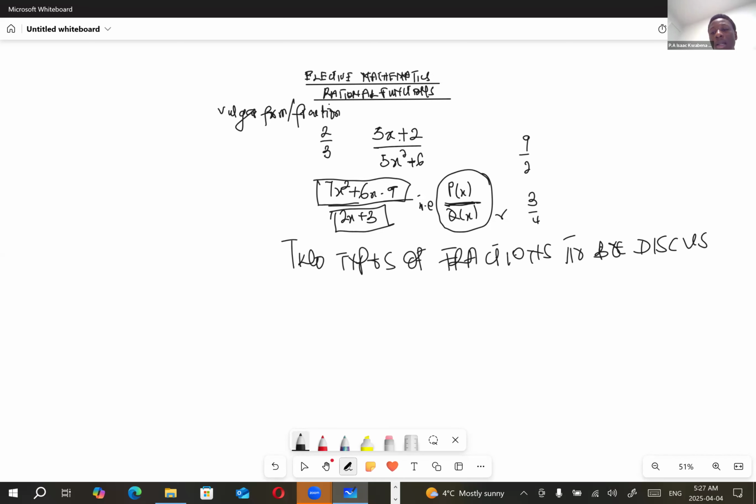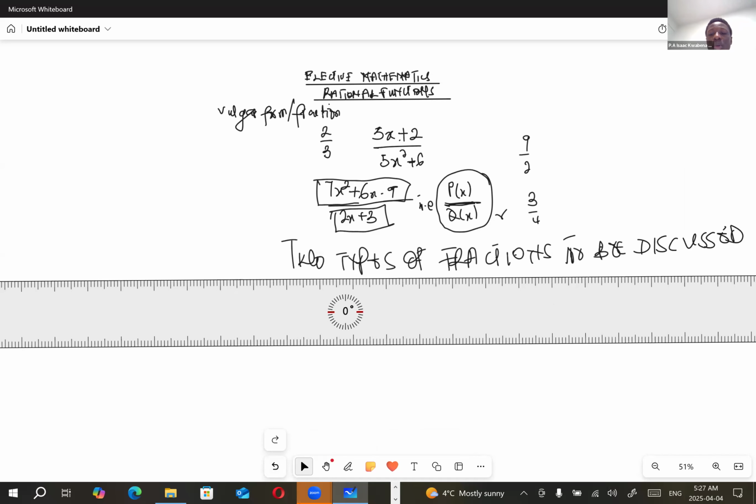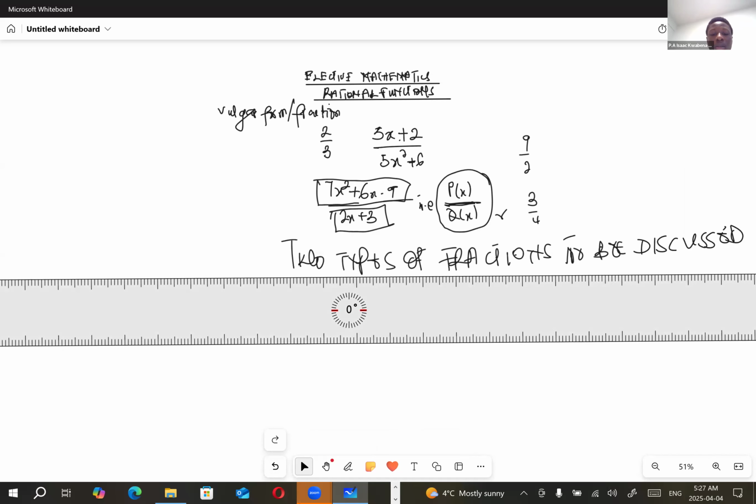I'm adding the last expression to be discussed, just so you know that we don't have just two types of fractions, but there are more. Okay, right. So we are discussing two groups or types of fractions.